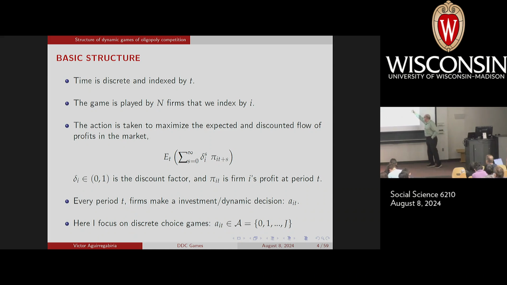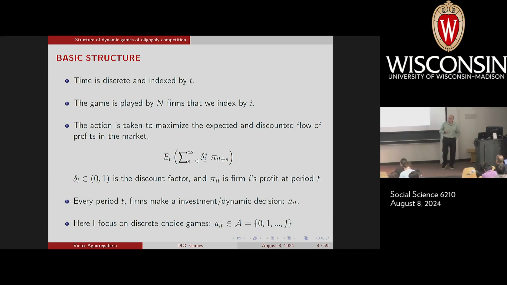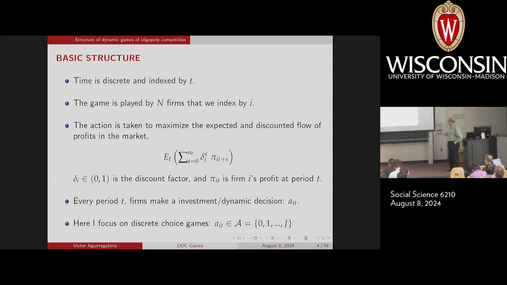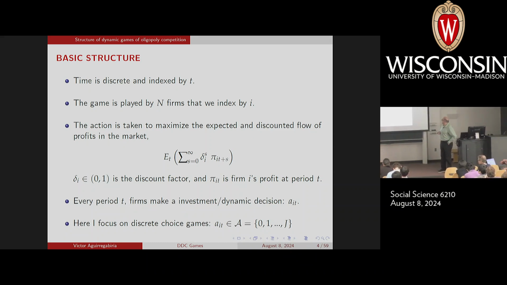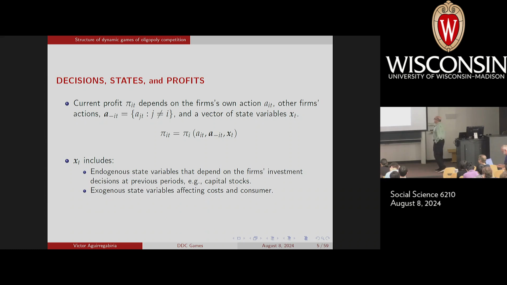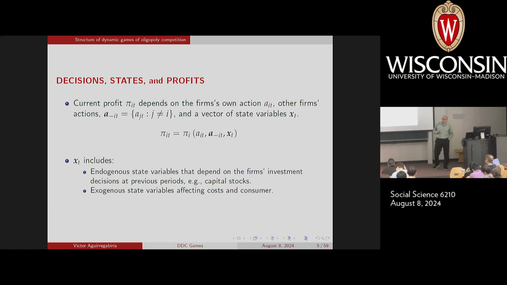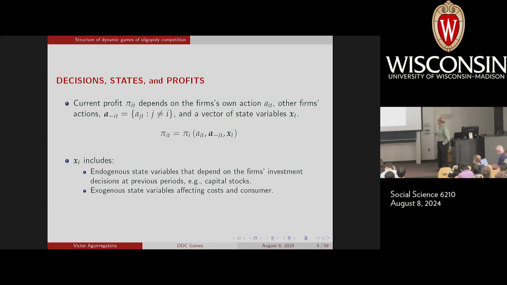Every period, they make an investment decision. I'm going to represent a as this investment decision, and I'm going to consider that a belongs to a finite set of possible choices. Okay? The payoff function, we are in a game. Then the payoff function at period t depends on the own action, a_i, but also on the actions of the other players in the game.